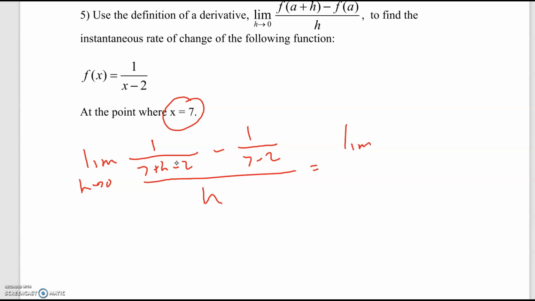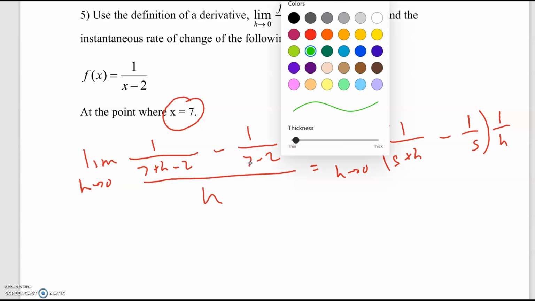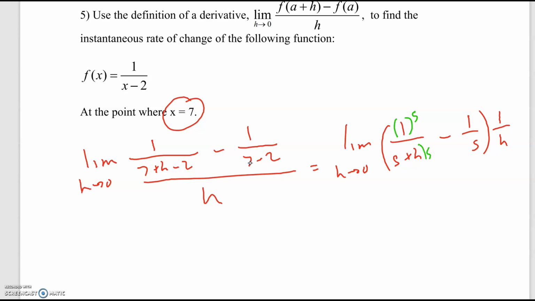So then you have the limit as h goes to 0, 1 over... no, excuse me, hold on. 7 minus 2 is 5, pardon me. And then minus 1/5, all over h. If you'd like, you can write it as 1 over h instead. Okay, get a common denominator. So times by 5, times by 5 plus h.